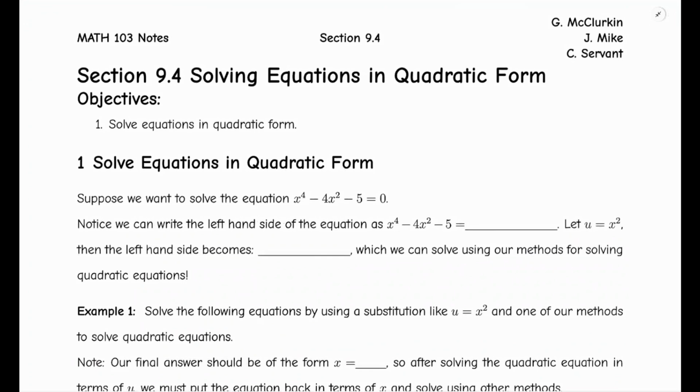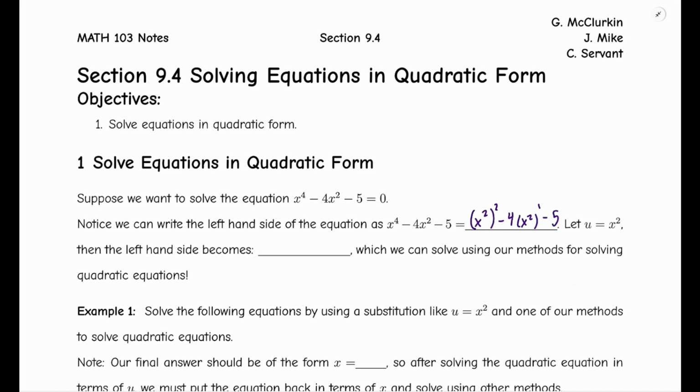Suppose we want to solve the equation x to the fourth minus 4x squared minus 5 equals 0, which isn't a quadratic equation because it's to the fourth power. Notice we can write the left-hand side of the equation as x squared squared minus 4x squared to the first power minus 5.